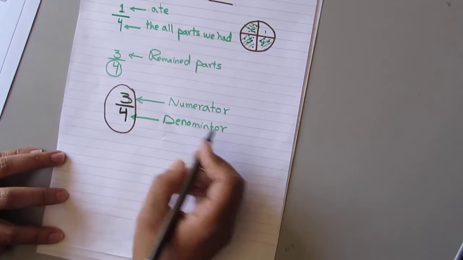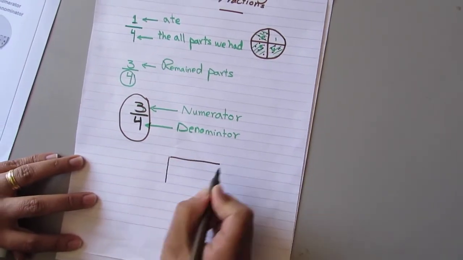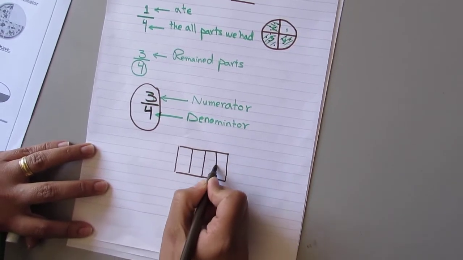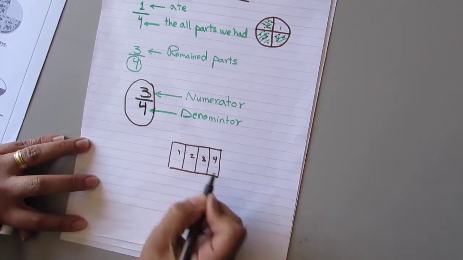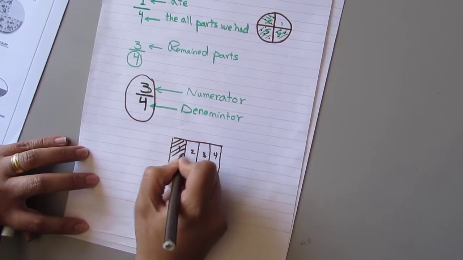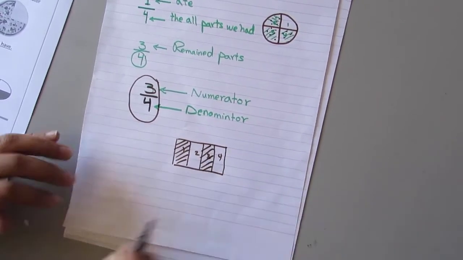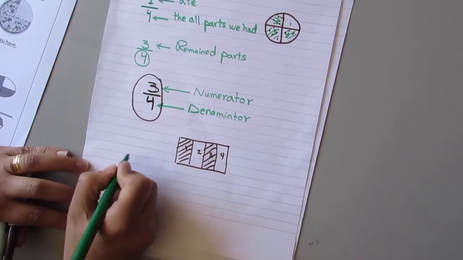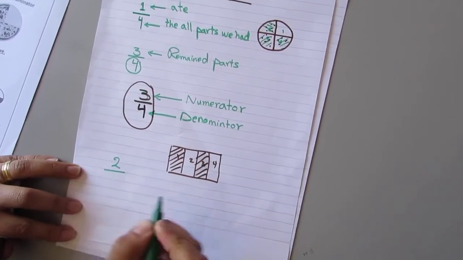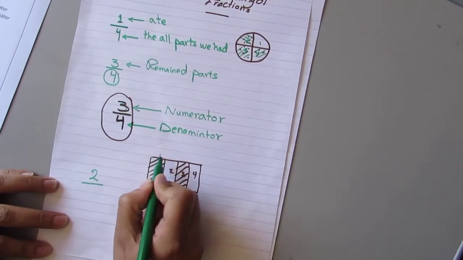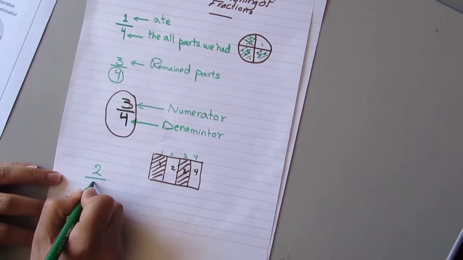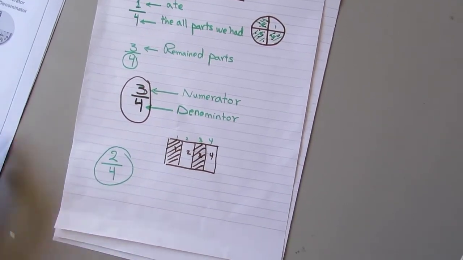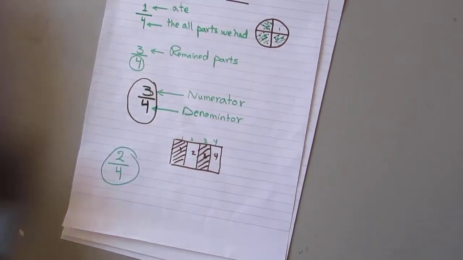Okay, let's see if we have another shape like this. And this shape is divided into 4 equal parts. 1, 2, 3, 4. If I have 2 shaded parts like this, I want to represent these shaded parts. I will say I have 2 shaded parts over what? Over all parts. 1, 2, 3, 4. So it will be 2 over 4. Okay, let's open our booklets together.